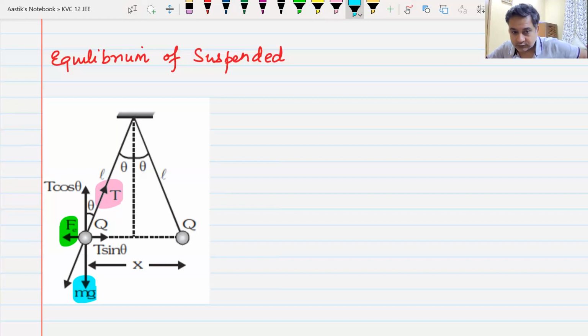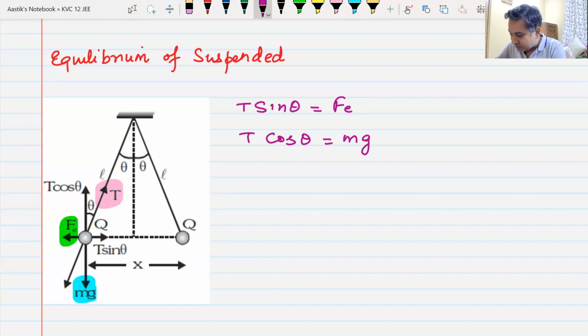So one equation is T sin theta will be equal to the electrostatic force, yes or no? And your T cos theta will be equal to mg. So you can straight away write tan theta will be equal to Fe by mg. Remember these simple things.